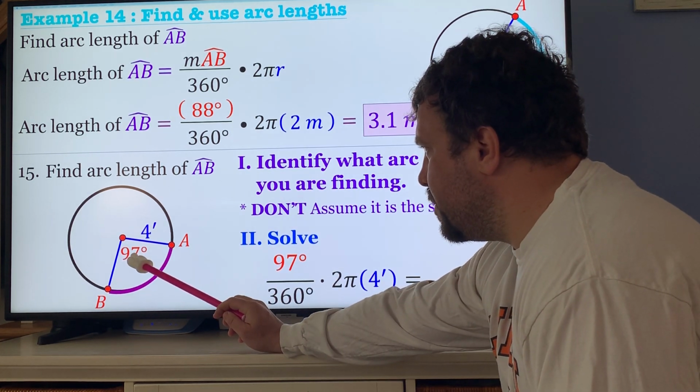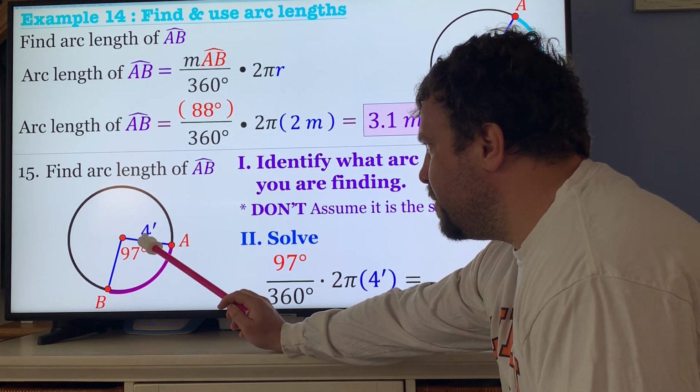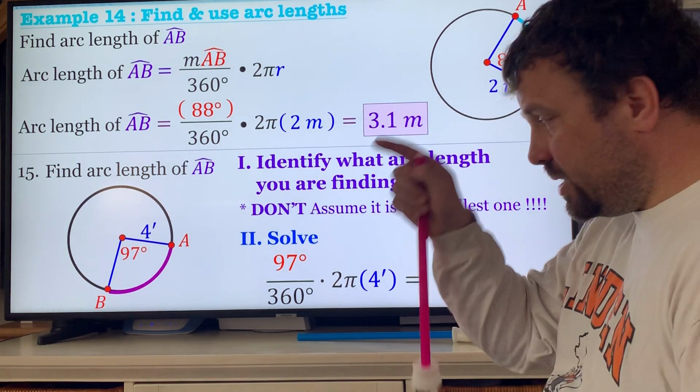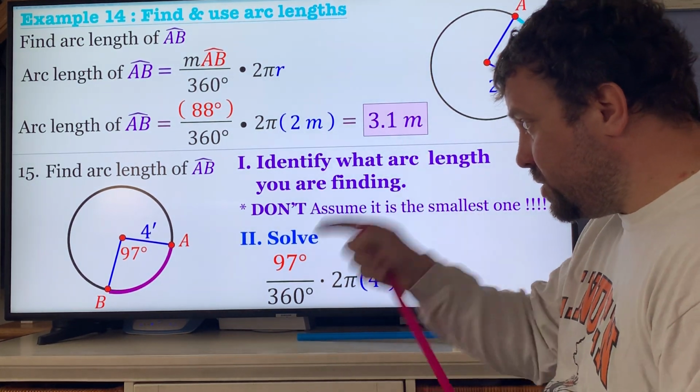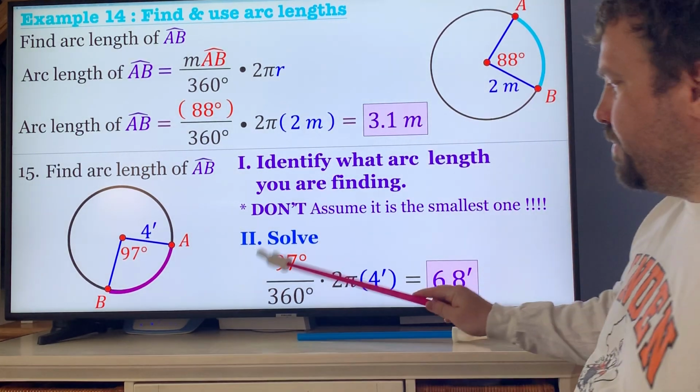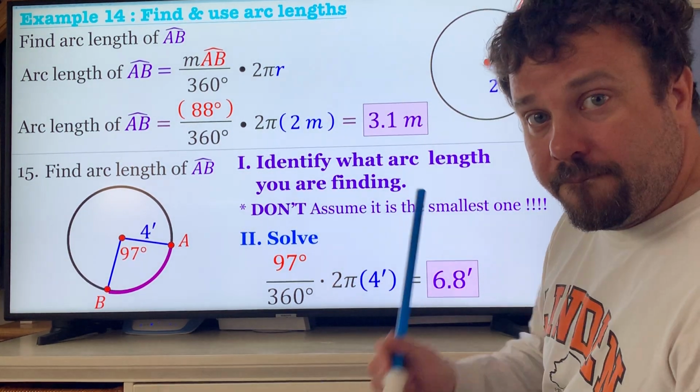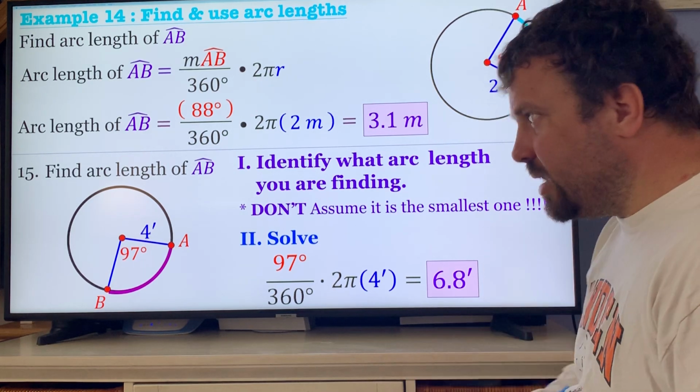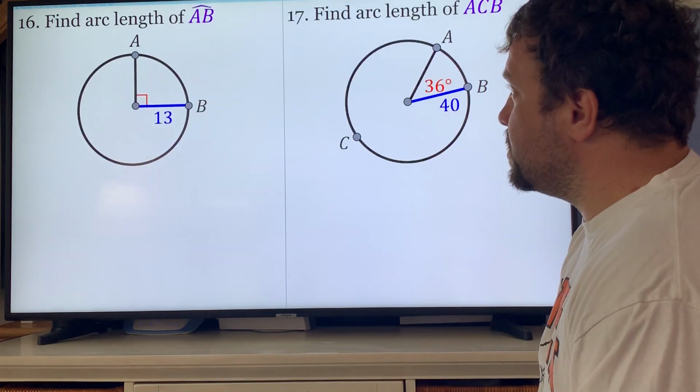97, my angle, over 360 times 2 pi radius. 97 divided by 360 times 2 pi button 4. And as an answer, you should get 6.8 feet. Did you get it? Hopefully you did. I know some of you guys got it. Some may be still having a little trouble, but we'll do some more examples.